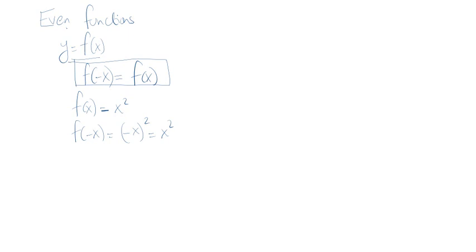And how does that look on the graph? On the graph, it's just a symmetrical curve about the y-axis. So a quadratic curve is the perfect example for that, because this curve is symmetrical about the y-axis. So what do we need to remember for even functions? We need to remember two things. f(-x) is the same as f(x), and graphically it's a graph which is symmetrical about the y-axis.